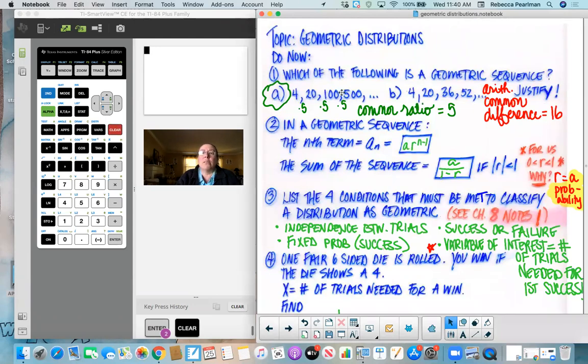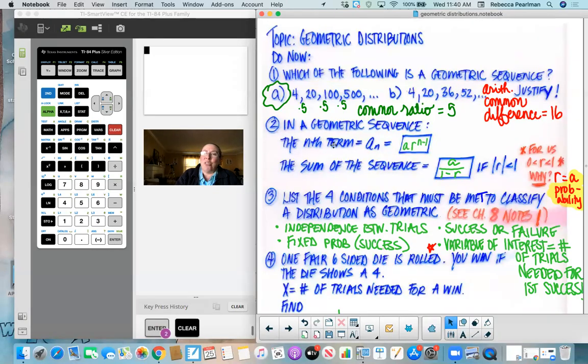Number 1, this is a geometric, or it looks to be from what we can see, a geometric progression, because we multiply by 5 to get from one term to the next. If we take the ratio of any term divided by its previous term, we have a common ratio of 5. Whereas B, we're adding 16. It looks to be an arithmetic if the pattern continues, and the common difference is 16.